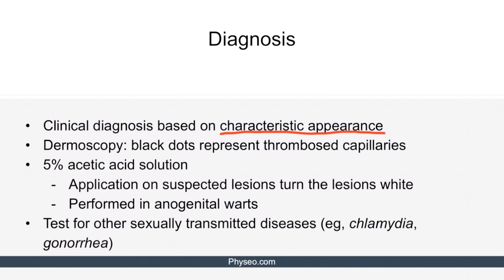On dermoscopy, warts may contain black dots that represent thrombosed capillaries. Now, 5% acetic acid solution application on suspected lesions can turn the lesions white. And this is performed in anogenital warts. In anogenital warts, patients must also be treated for other sexually transmitted diseases, for example, chlamydia and gonorrhea.